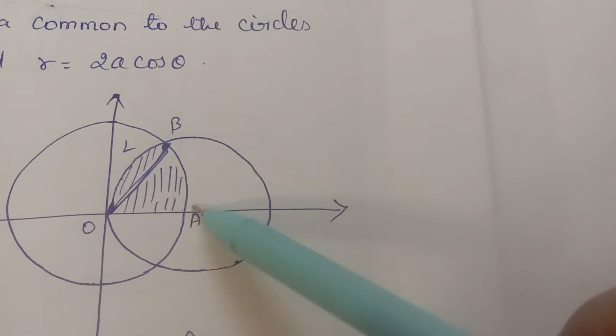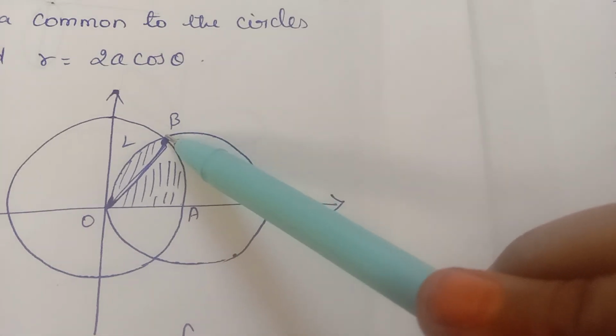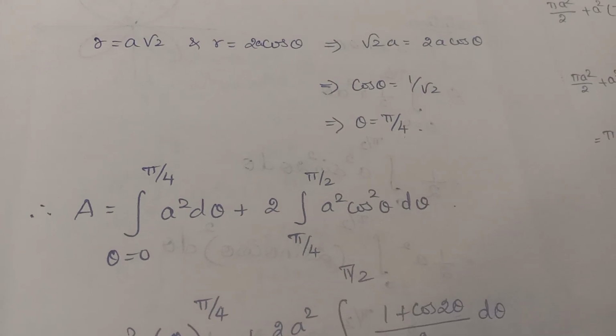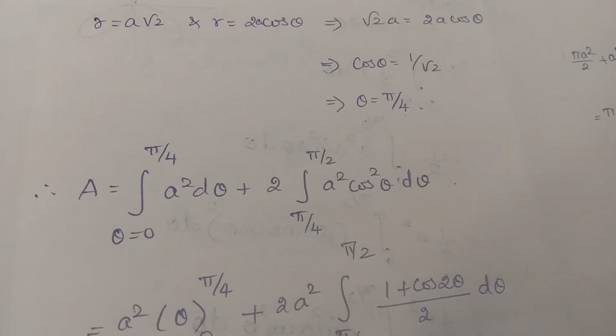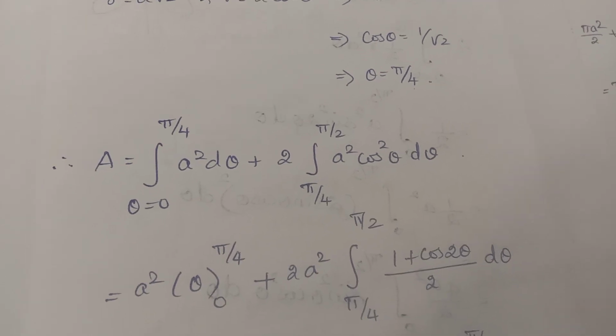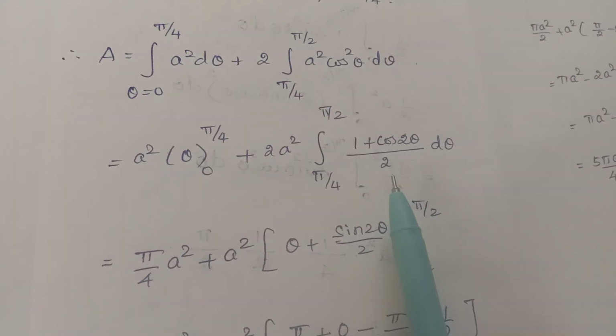That means the first integral has to be taken from 0 to pi by 4 and the second integral has to be taken from pi by 4 to pi by 2. Usually when you have any diagram in the first quadrant, the limit will be from 0 to pi by 2. But here you are having two different curves intersecting at pi by 4. So the limit should be taken from 0 to pi by 4 for the first integral, and for the second one from pi by 4 to pi by 2.